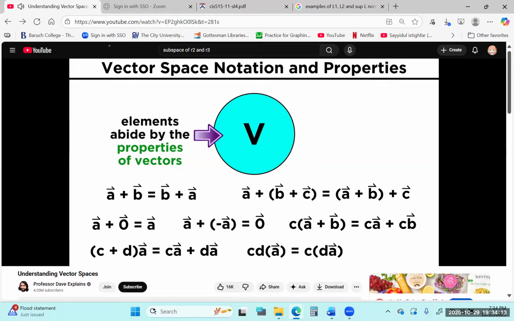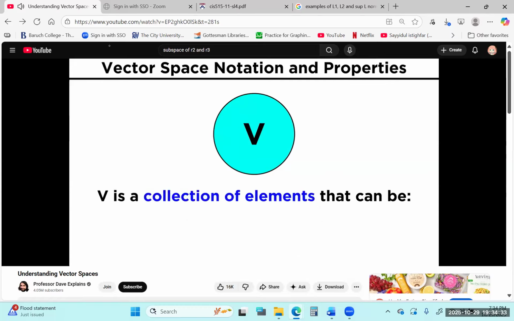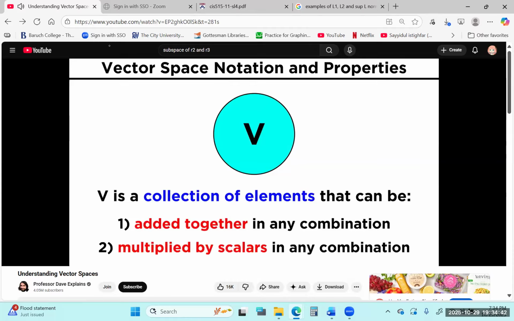The product of two scalars multiplied by an element is the same as one of the scalars times the product of the other scalar and the element. And finally, multiplying by the scalar 1 just gives back that element. So these are simply properties that elements of the vector space must possess. And in this way, we can regard a vector space as a collection of elements that can be added together in any combination and multiplied by scalars in any combination.